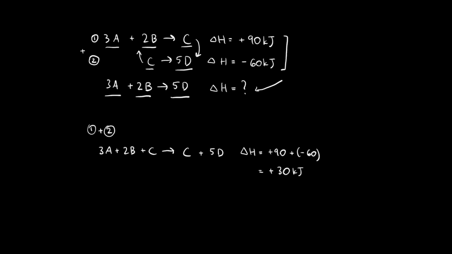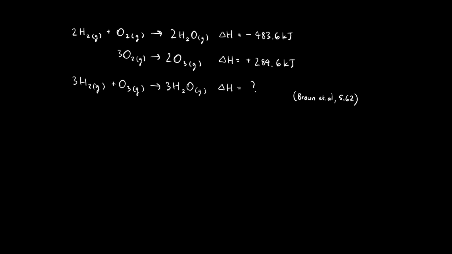Now, we're not quite at the step where we have the delta H of the final one, and those of you who are perhaps quicker have probably already realized what we need to do. Since we have C here and C here, we can just cancel the two out, and we get 3A plus 2B gives us 5D. And of course, we have the 30 kilojoules, since we've already calculated that. And thus, we have what we want, 30 kilojoules as our final answer, because this is the exact same equation as we need up here.